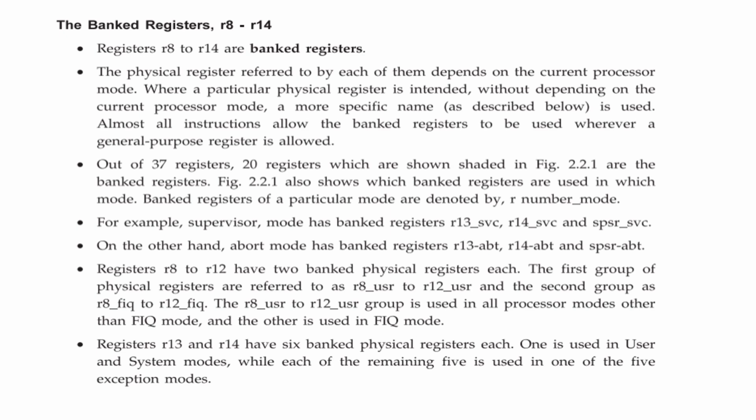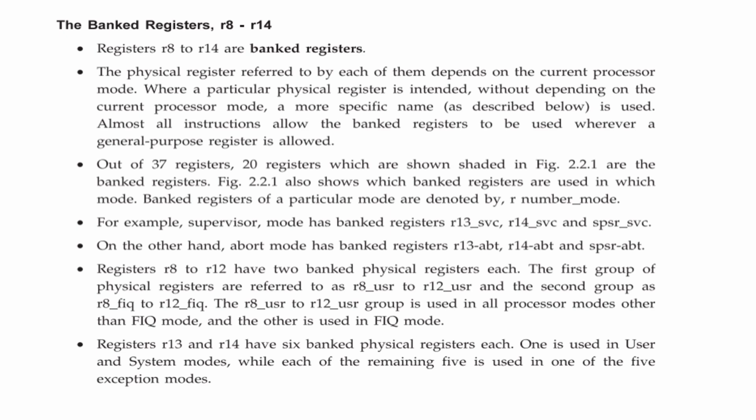Registers R8 to R14 are called banked registers. Why? The physical register referred to by each of them depends on the current processor mode. See, physically, there are only 16 registers, but in different modes, they have different actions. As we saw in the video, those were the different modes, but physically, there are 16 registers only. In different modes, they have different functionalities and can be used differently.